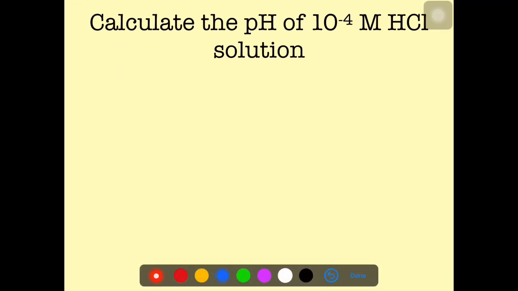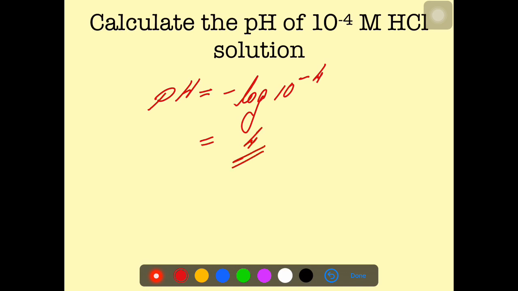Now this question is quite similar to the previous one. It's asking us to calculate the pH of 10 to minus 4 molar HCl solution. Assuming again complete dissociation of HCl, pH will be minus log of 10 to minus 4 moles per decimeter cube, and that makes it 4. And therefore we can conclude that a change in concentration by 10 times changes the pH by 1 unit.